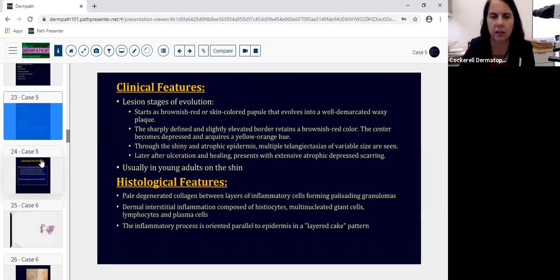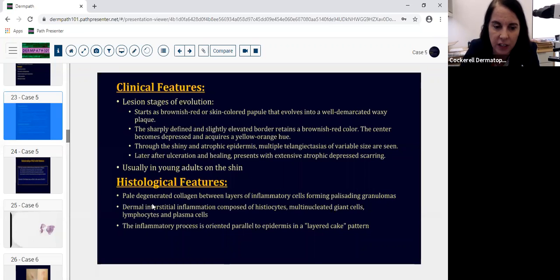Next slide. It starts as a brownish red skin colored papule that evolves into a well-demarcated waxy plaque. There's sharply defined and slightly elevated borders, retaining their brownish red color. The center becomes depressed and acquires a yellowish orange hue. Through the shiny and atrophic epidermis, multiple telangiectasias of variable size are seen, and later, after ulceration and healing, it presents with extensive atrophic depressed scarring, usually in young adults on the shin.